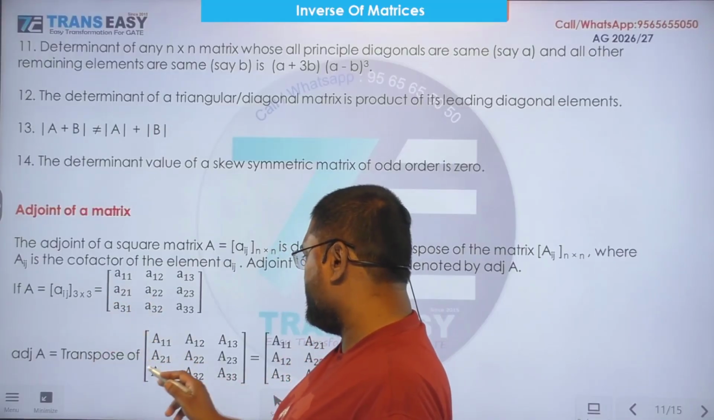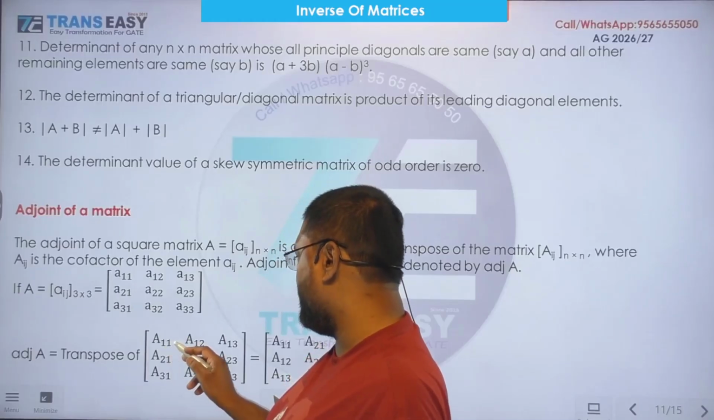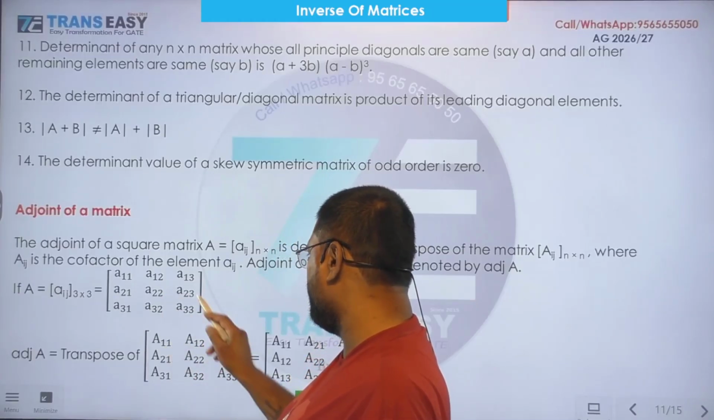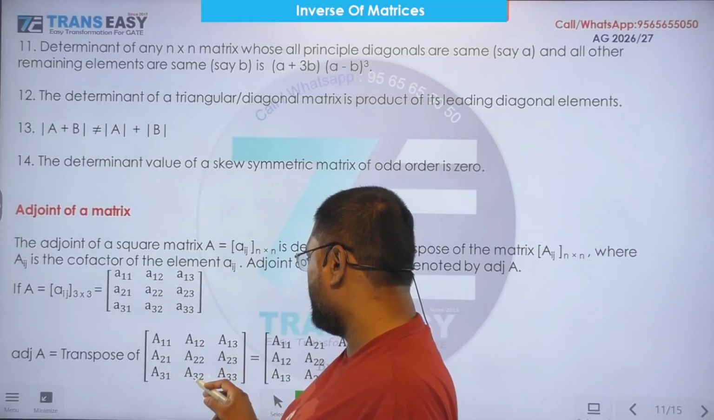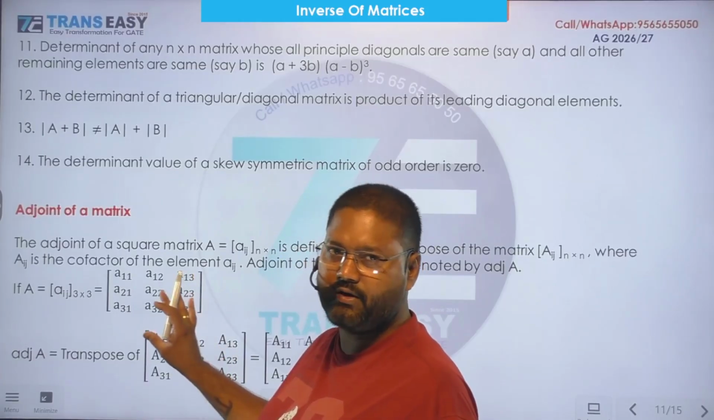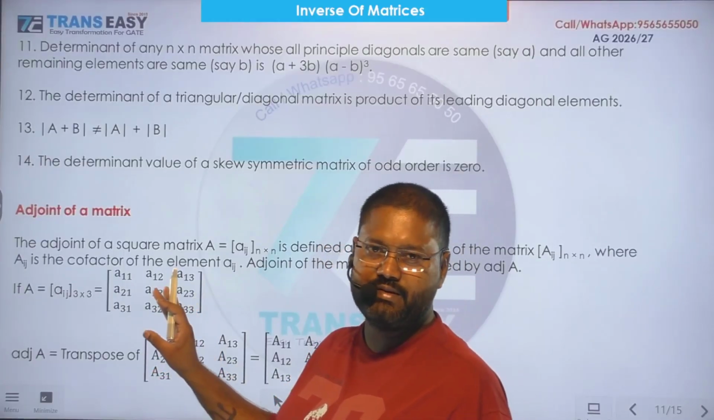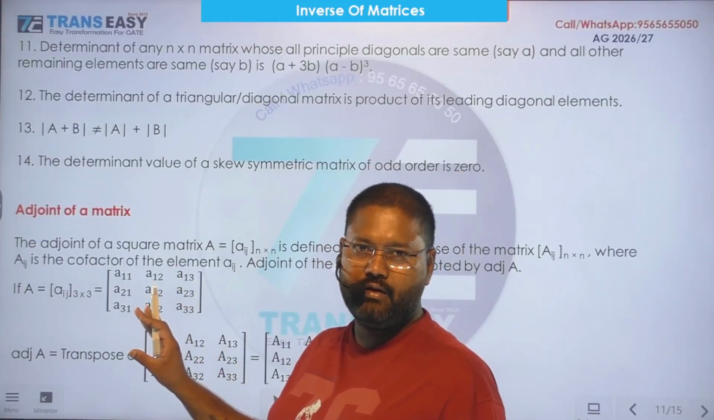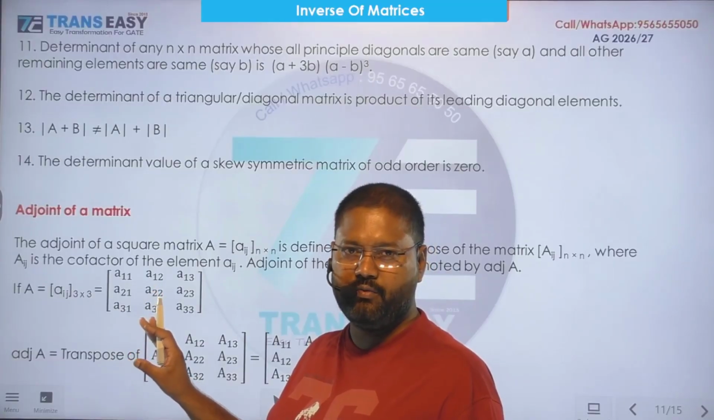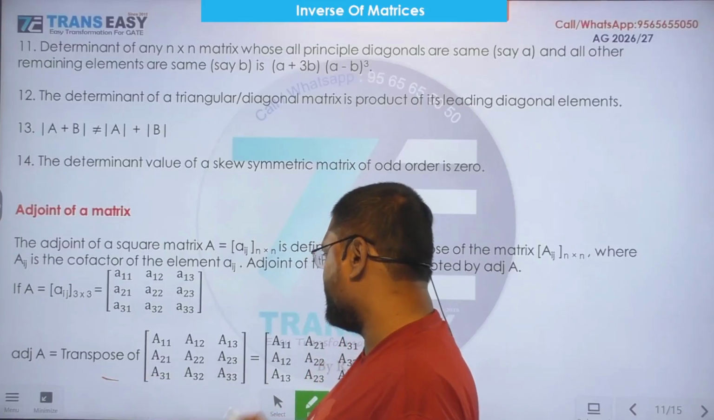So a11 is replaced by its cofactor capital A11, a12 by capital A12, a13 by capital A13, like this. So this is called the cofactor matrix. And how to find the cofactor of an element we know: minus 1 raised to the i plus j into minor of aij. So take its transpose. This is the adjoint of A.